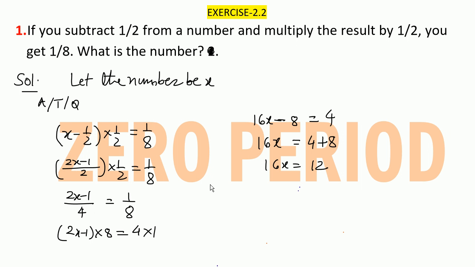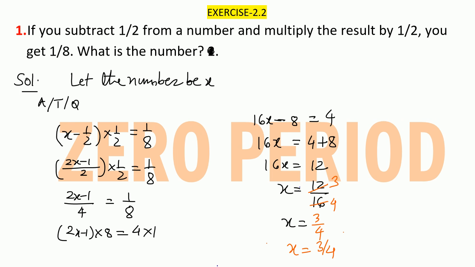Then again we need to transpose the 16 to the right hand side and it becomes 12 upon 16. By just simplifying this step, we will get the result. When we simplify it, we can cancel by 4: 4 3s are 12 and 4 4s are 16. It becomes 3 by 4. So finally we got the number 3 by 4. x is equal to 3 by 4.